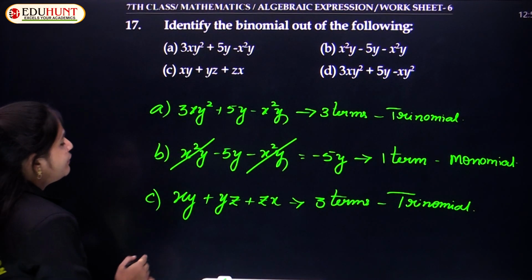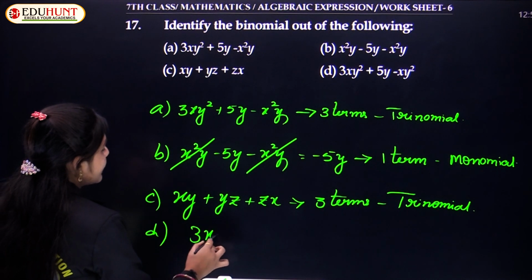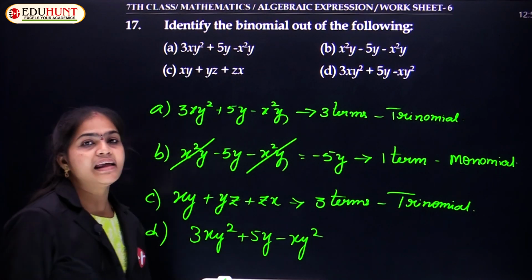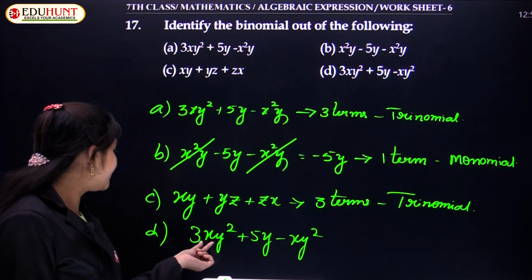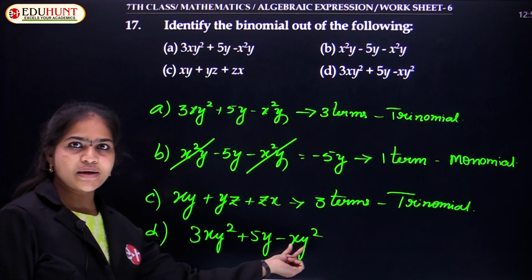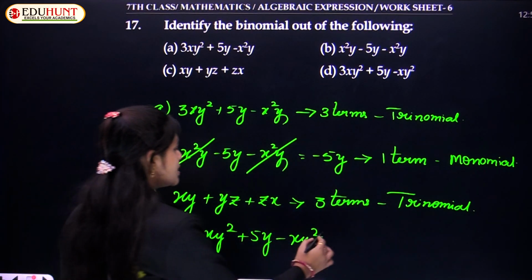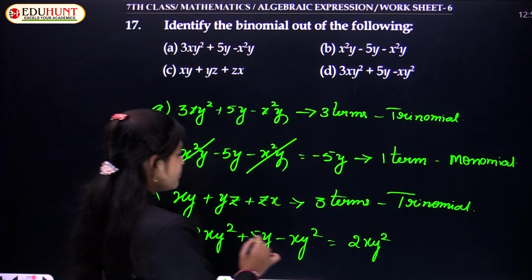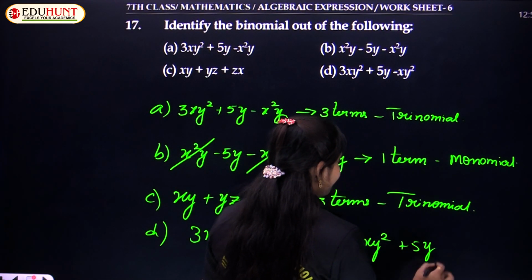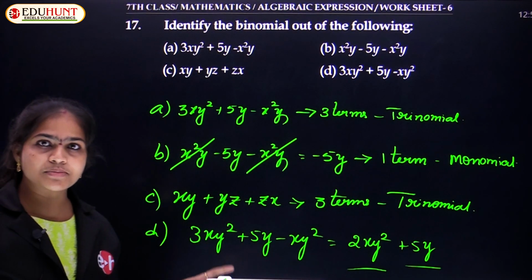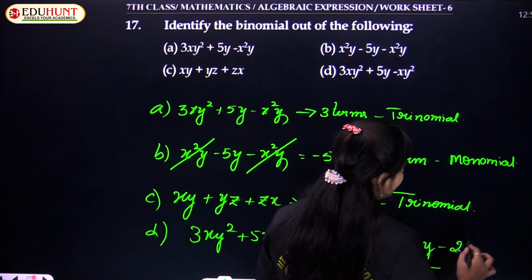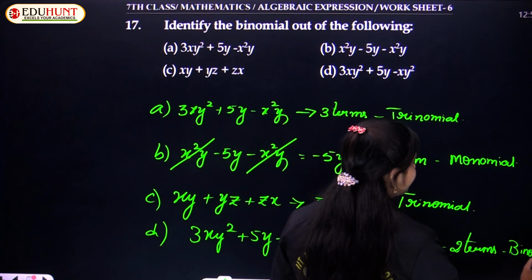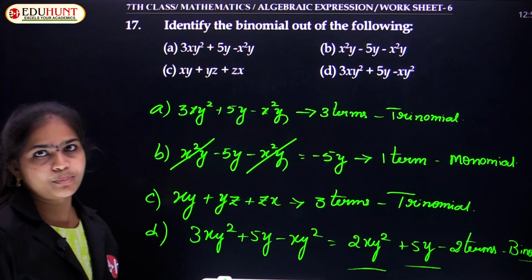And finally we are having option D here, 3xy square plus 5y minus xy square. See here, like terms are there or not? Yes, like terms are there. Here we have xy square, here also xy square. So 3 minus 1 equals 2xy square, 2xy square plus 5y. Finally, how many terms are there? Two terms are there, right? Two terms means we will call this one a binomial.